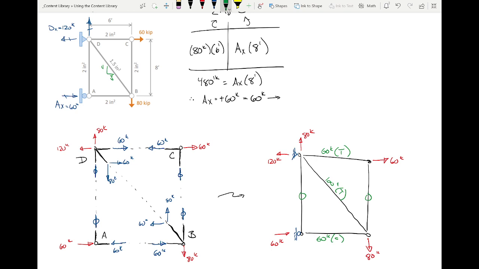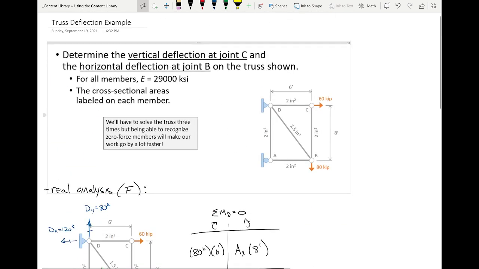Yes, sir? How do you get the 100? 60 squared plus 80 squared, square root. All right, everybody with me so far? Okay, now, let's do the vertical deflection. What was the task for this problem? Vertical deflection at what? What did it say? Let me scroll up. We're determining the vertical deflection at joint C, okay?